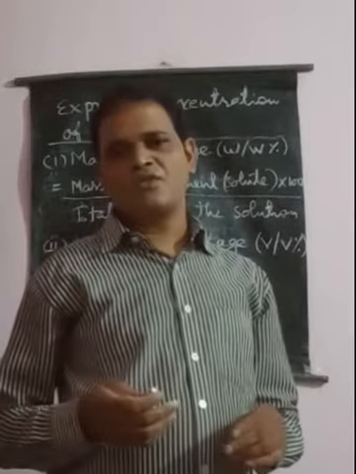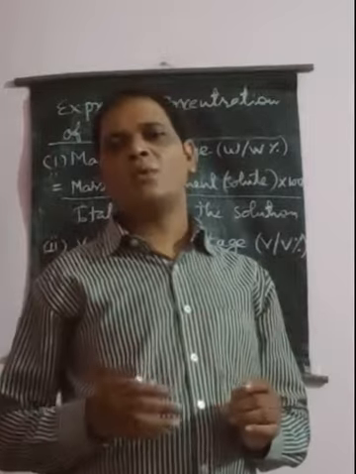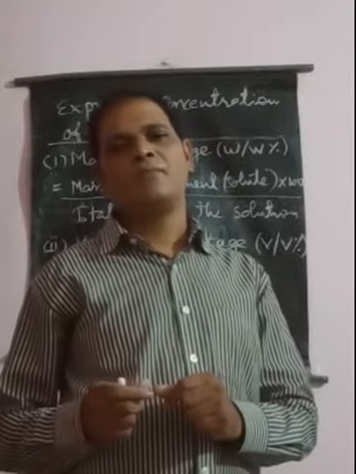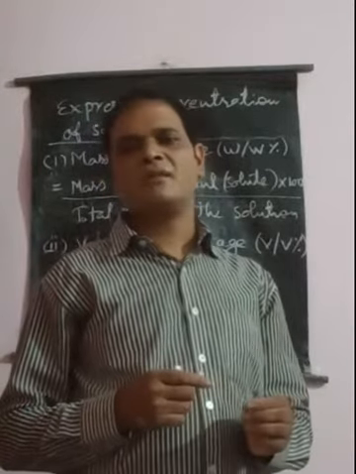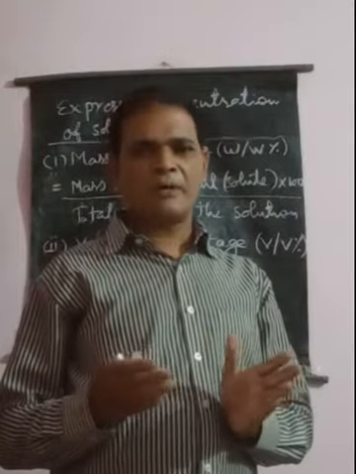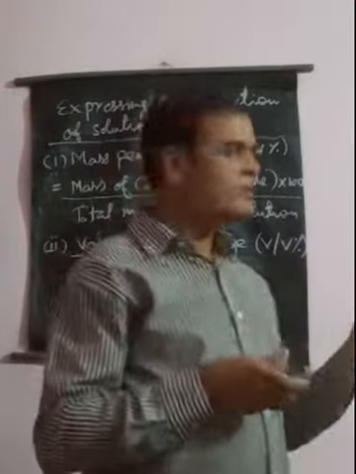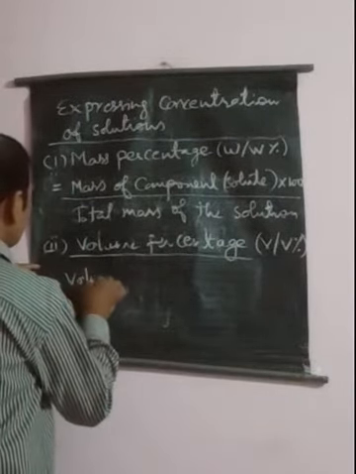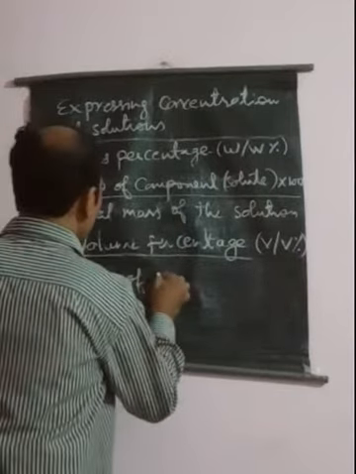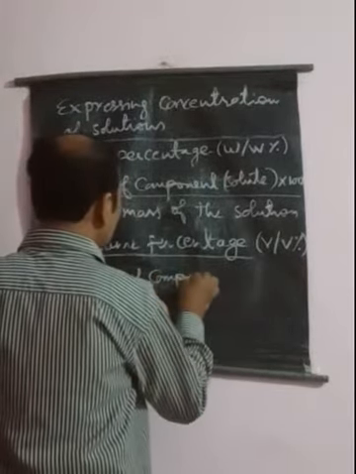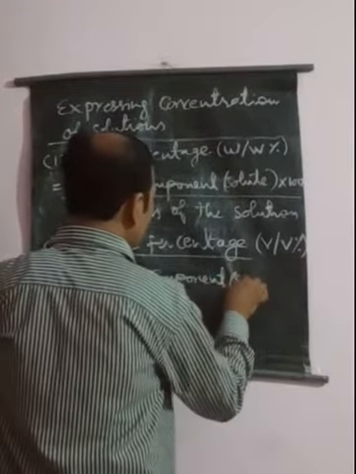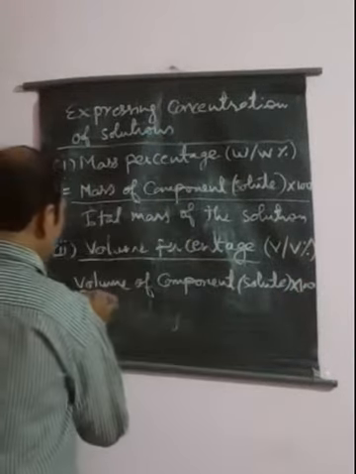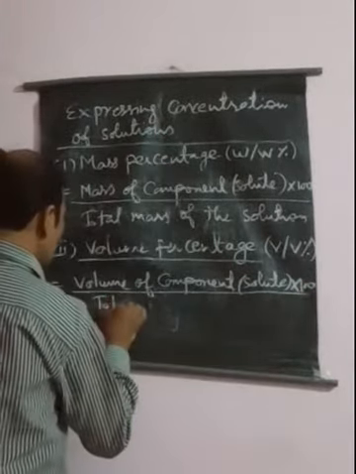10% ethyl alcohol solution means 10 ml of ethyl alcohol is dissolved in 90 ml of water to make the solution 10%. So generally it will be a particular type of method. Now we will see here the formula of volume percentage. So we can write here volume of component, generally solute, into 100 divided by the total volume of solution.